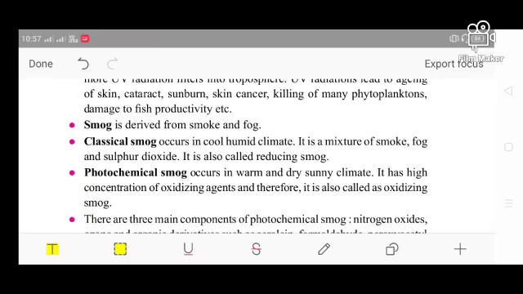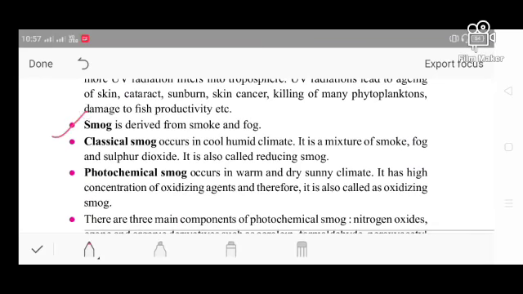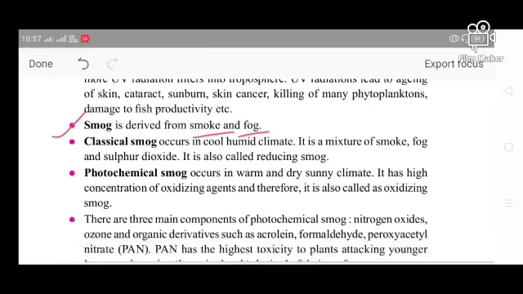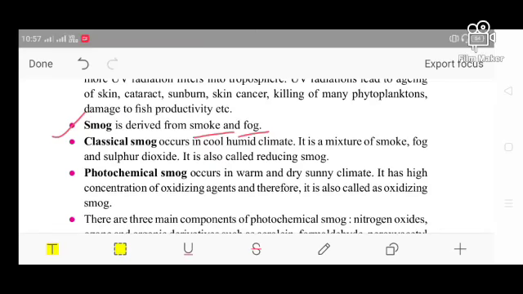Okay, so after that, smog. What is smog? Smog is the combined term of smoke and fog. Okay, it is a combined form of smoke and fog. When the smoke and fog are mixed with each other to form smog, very important. And the smog causes different accidents during the winter seasons.